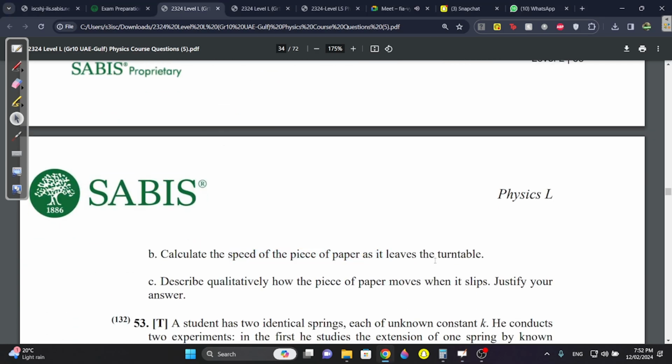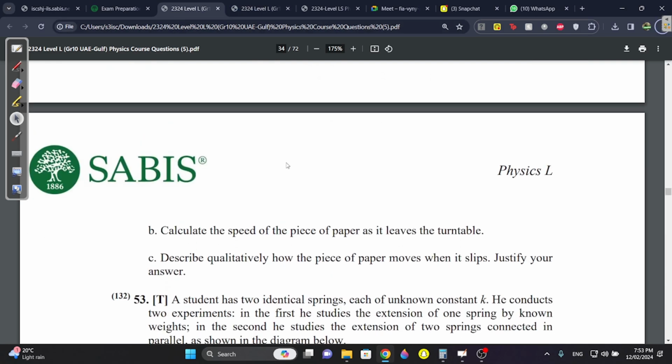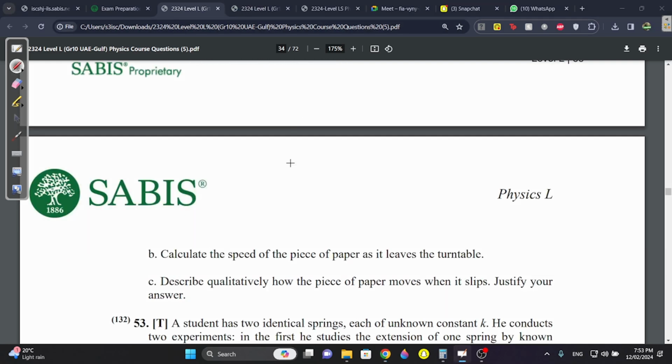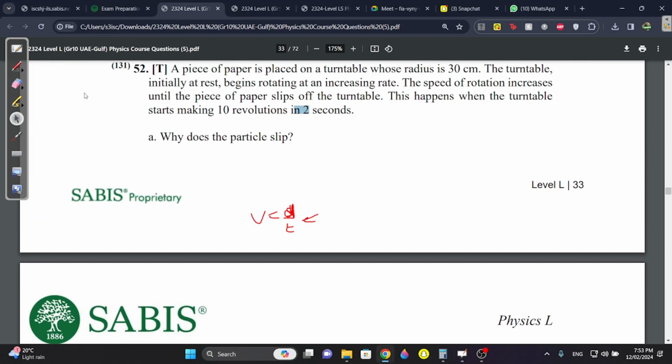Calculate the speed of the piece of paper as it leaves the turntable. The way they solve it, they find the time, because velocity equals distance over time. It's 10 revolutions in 2 seconds. How about one revolution? So you have to divide by 10. You get one revolution in 0.2 seconds. So the time for one revolution is 0.2 seconds.